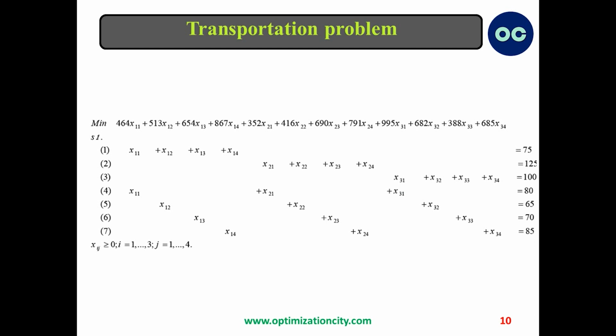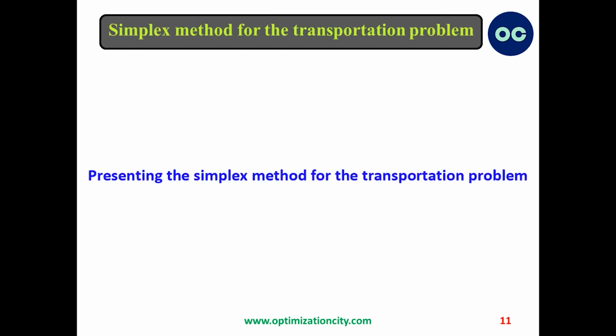Now, the linear programming model for this problem can be written here. So we have the minimization of the objective function, and this is the balance equation for factory 1, 2, and 3, and this is the balance equation for warehouse 1, 2, 3, 4, and this is the non-negativity constraint. So how can we solve this problem? Since the transportation problem is a specific instance of linear programming, it can be solved using the Simplex method.